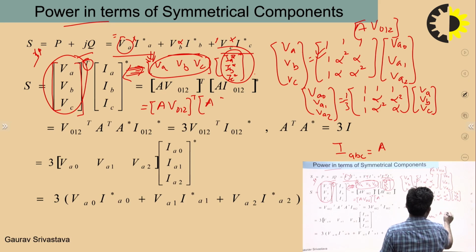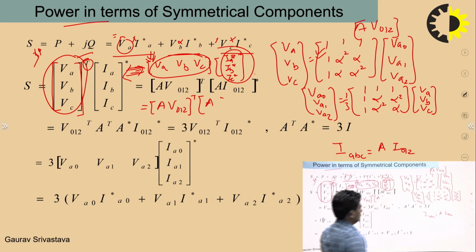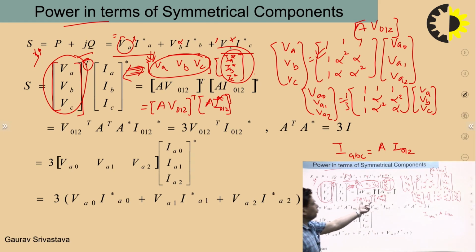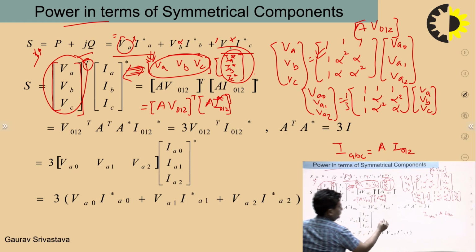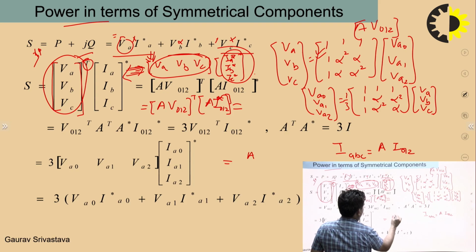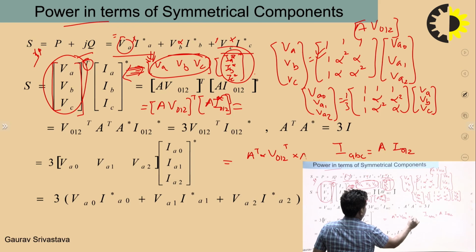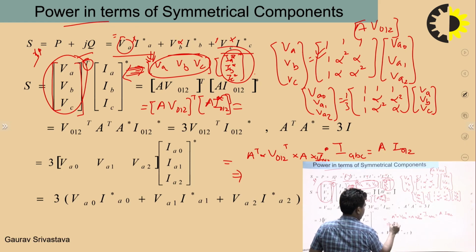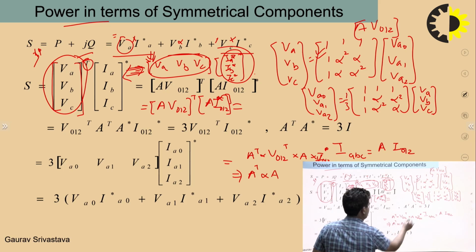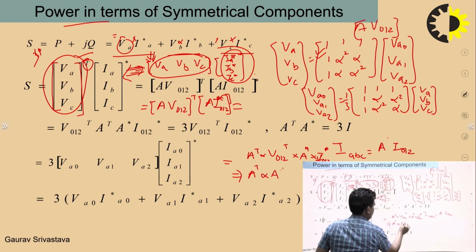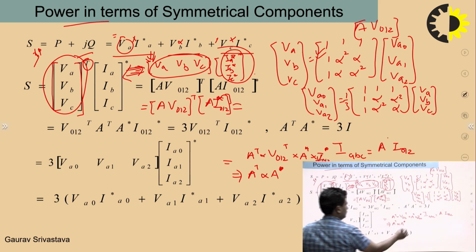Similarly, when we calculate, it becomes AI012. So that is why it becomes AI conjugate 012, and then we can again open this equation. What will happen? A transpose VA012 transpose, A into I012 conjugate. We are just taking A transpose into A conjugate. Because here we had I conjugate, the I conjugate also comes out. So if you take the multiplication of the conjugate and the transpose, that becomes 3 times the unit matrix.